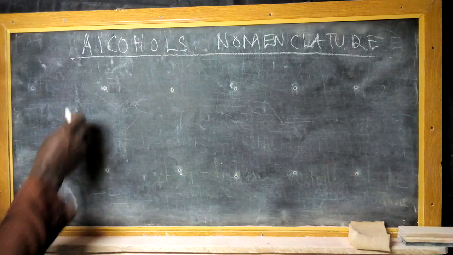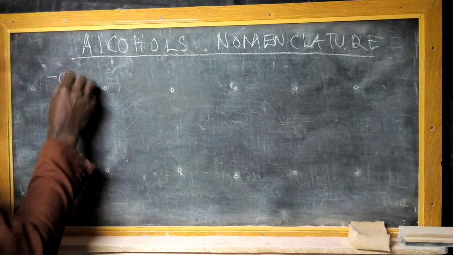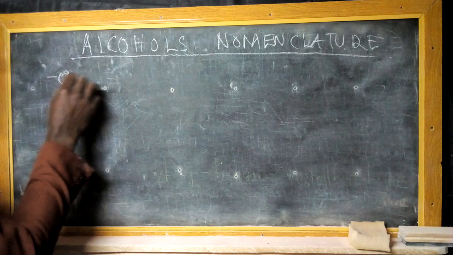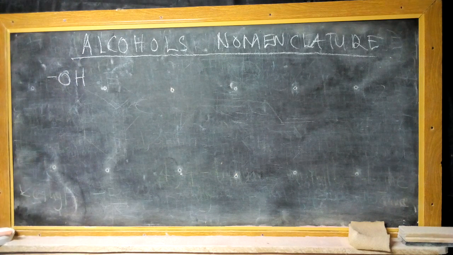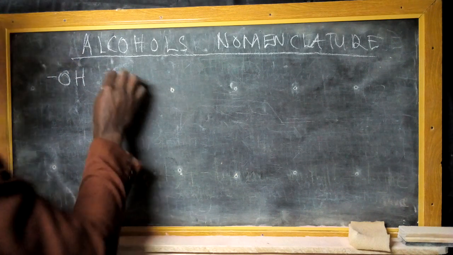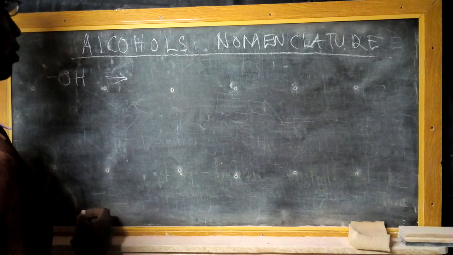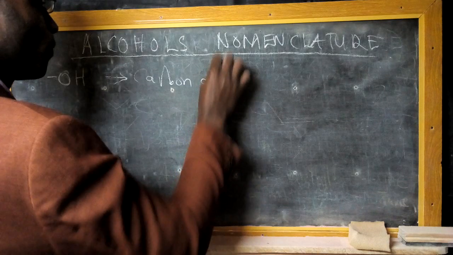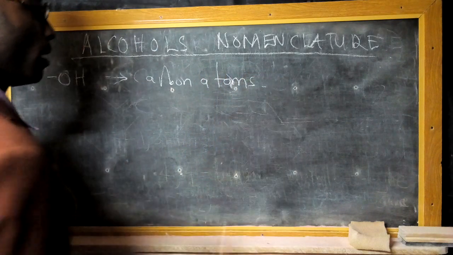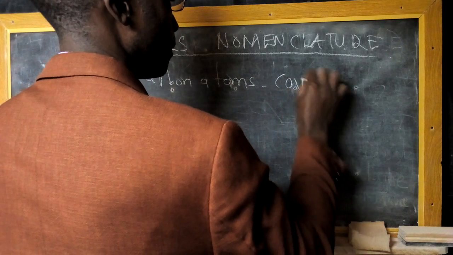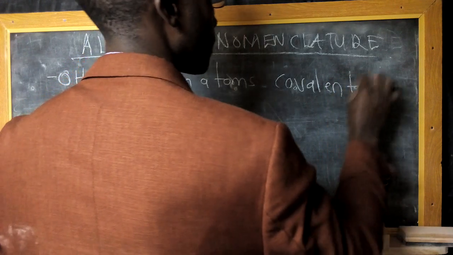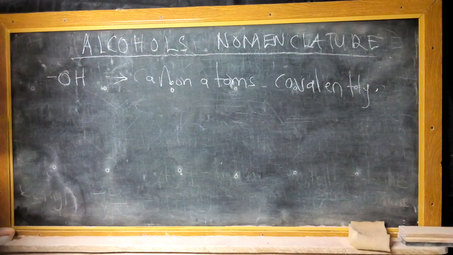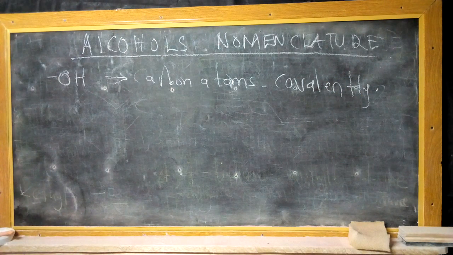So we talked about alcohols and said that they consist of a functional group which is designated as OH. Now this one joins to the carbon atom, or it bonds to the carbon atom covalently, to form a class of organic compounds known as alcohols.